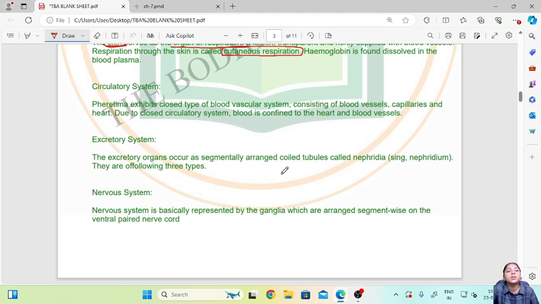The next system is the circulatory system. So Pheretima, which is a type of earthworm, exhibits closed type of blood vascular system consisting of blood vessels, capillaries and heart. Due to closed circulatory system, blood is confined to the heart and the blood vessels.